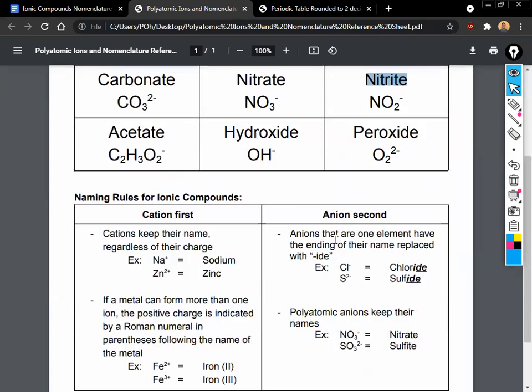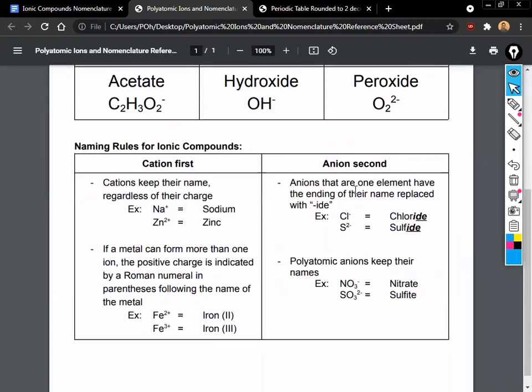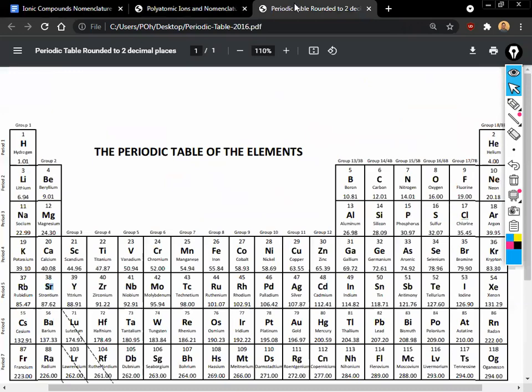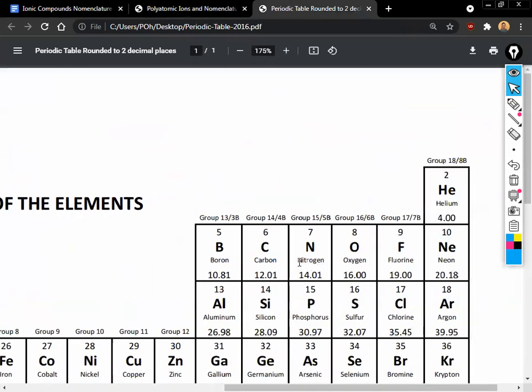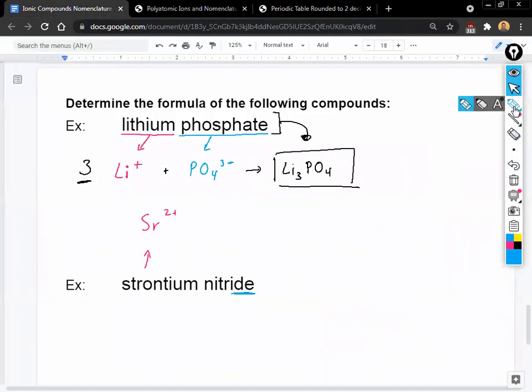So what that means is, if you remember the rules, anions that have one element have their ending replaced with IDE. So we see IDE, nitride. If we look at the periodic table and we look at nitrogen, it looks like nitride. If we change nitrogen to the MCI, that will become nitride. And so this one is actually not a polyatomic. This is going to be just regular nitrogen. And if you take a look at the MCI for nitrogen, it's going to be 3-.